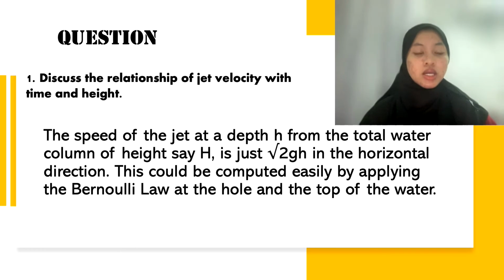For question number 1, discuss the relationship of jet velocity with time and height. The answer is the speed of the jet at the depth h from the total water column of height, say H, is just square root 2gh in the horizontal direction. This could be computed easily by applying Bernoulli's Law at the hole and at the top of the water.